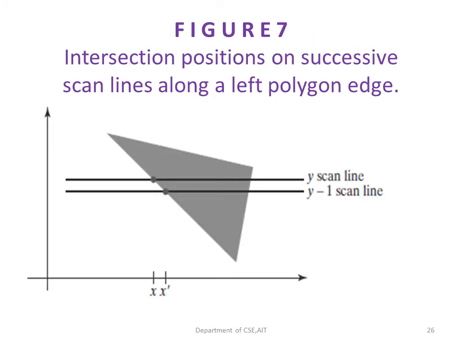This is a picture depicting, for a left polygon edge, how we are going to collect the points which are intersecting our scan lines. So here x, y is one point which is on the polygon. x dash, y minus 1 is the next point which is on the polygon. So we are going to collect all these points and store them in my depth buffer.